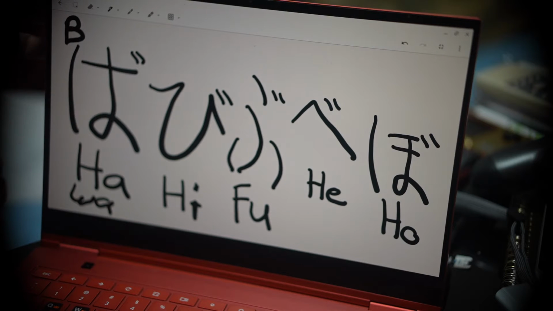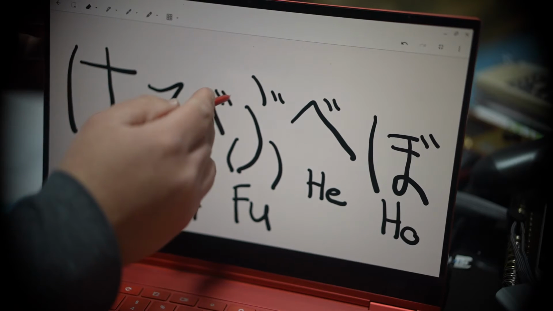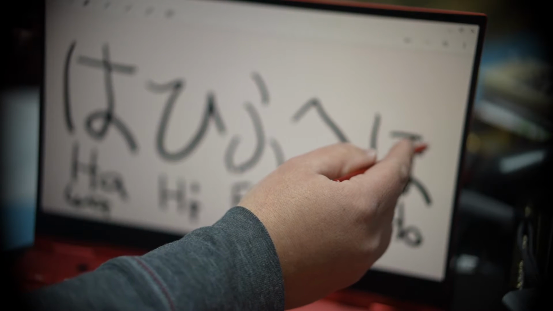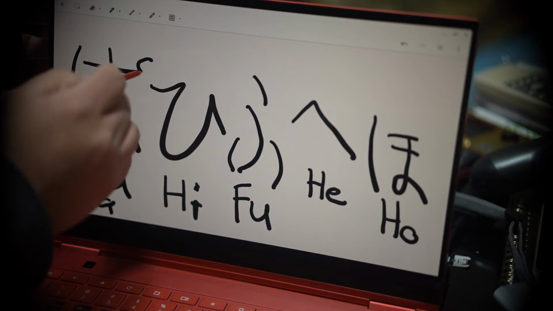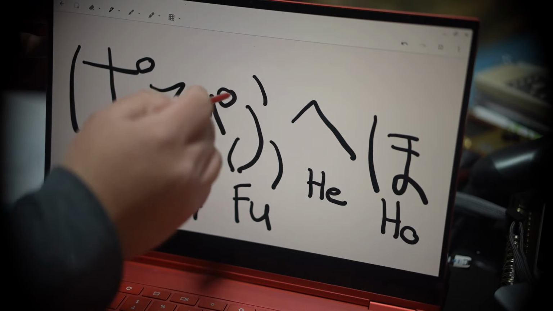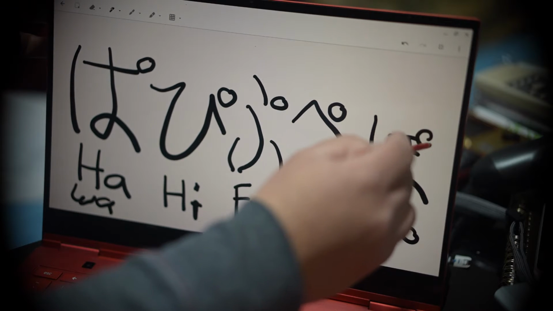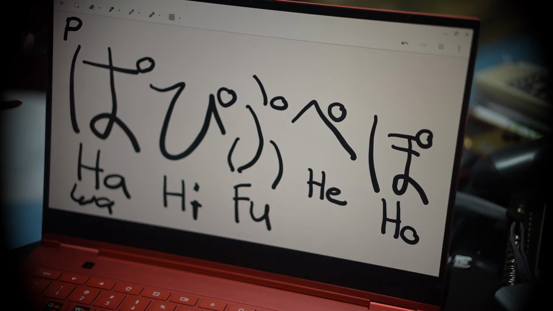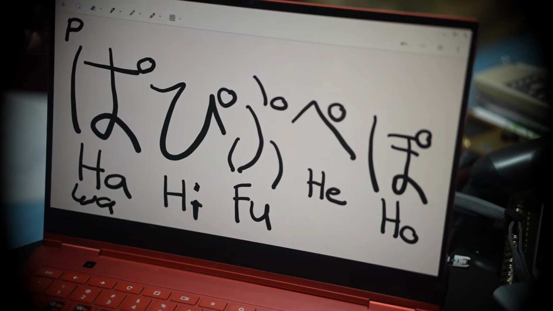Now, what makes this different is that it's not just one change with these. This is the only set that gets two different variations, and this is called a maru. So you're going to put these little circles next to it. So now it's a P sound. Pa, pi, pu, pe, po.